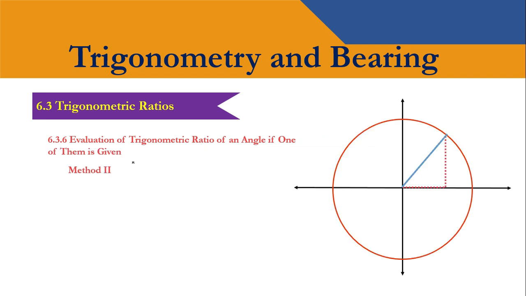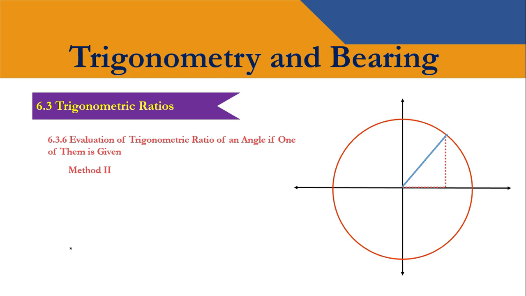Here we will calculate the trigonometric ratios of an angle if one of them is given. Previously we calculated the value with the help of the Pythagoras theorem and a triangle. Now we will use another method for the same information. As we know that sine theta is equal to root 3 divided by 2, and we have to find the rest of the trigonometric ratios. Now we will do this with the help of our unit circle equation, which is x square plus y square is equal to 1.